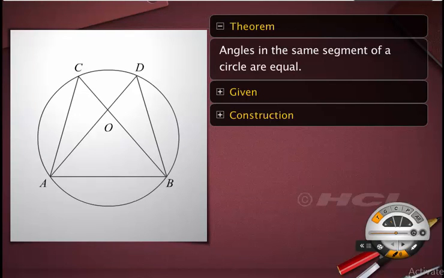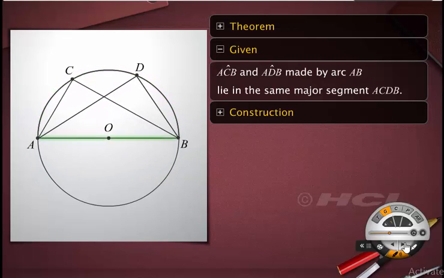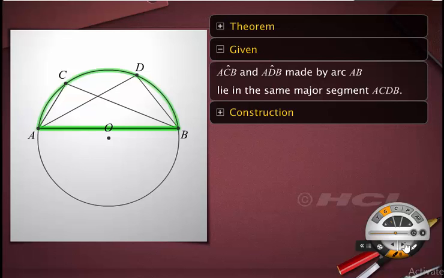Angles in the same segment of a circle are equal. It is given that AB is a chord in a circle. Angle ACB and angle ADB made by the arc AB lie in the same segment ACDB of a circle. There are three cases. One, where ACDB is a major segment. Second, where ACDB is a semicircle. And third, where ACDB is a minor segment.